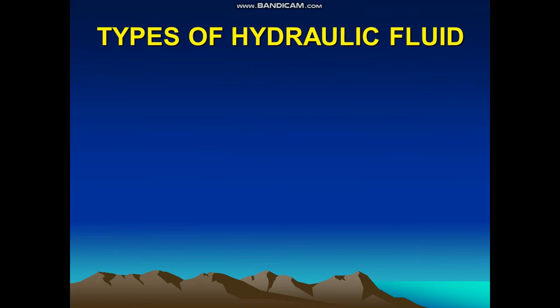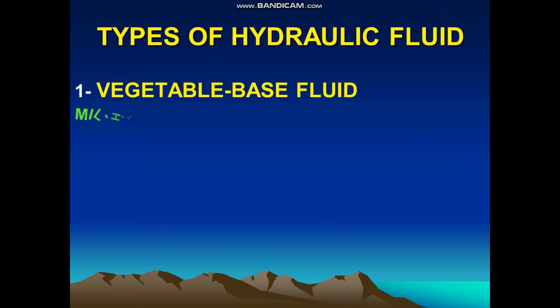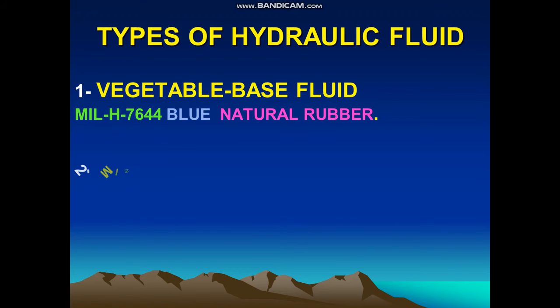Now, the types of hydraulic fluid. The first type is vegetable-based fluid, MIL-H-7644. The color is blue. The type of seal used is natural rubber.